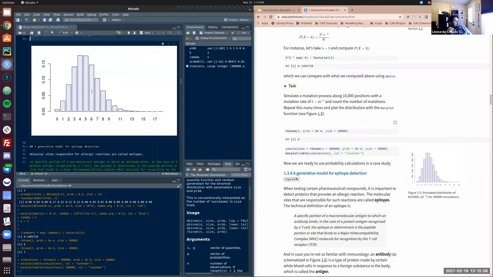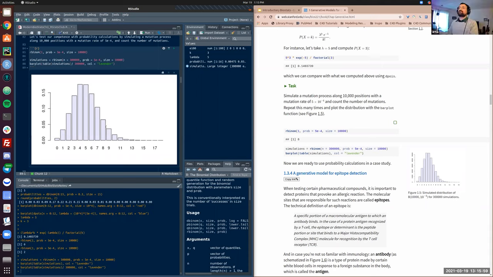And just run that bar plot. Now you get it. Okay, so that was giving us the raw number. Now you're getting the actual probabilities of getting, let's say, 3 mutations or 4 mutations. Right. So based on a probability of a single mutation of 5 × 10⁻⁴ per sequence of 10,000 base pairs, you have a probability of around 0.14 or something of getting 3 mutations.